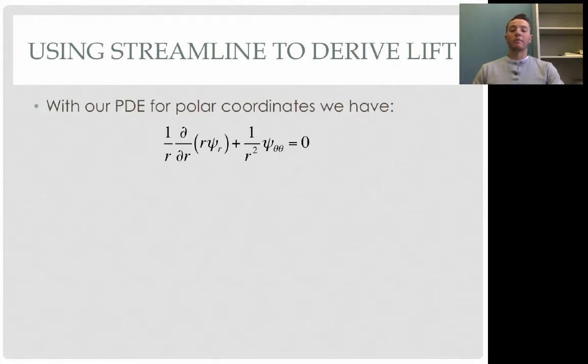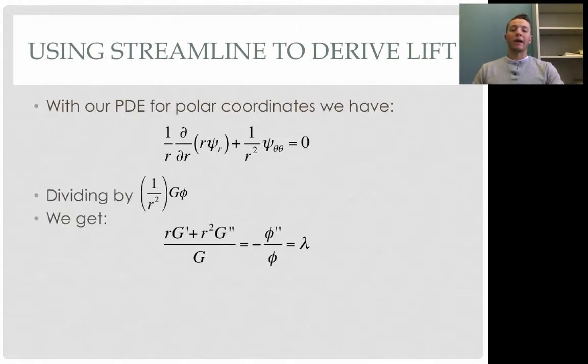Now we know the partial differential equation for polar coordinates is 1 over r partial of r times partial psi with respect to r, plus 1 over r squared multiplied by the second partial of psi with respect to theta, and that's going to equal 0. That all comes from a different background in partial differential equations. We don't exactly have time to get into how we derive that at this time, but if you find some general background in partial differential equations, that is a very common concept there.